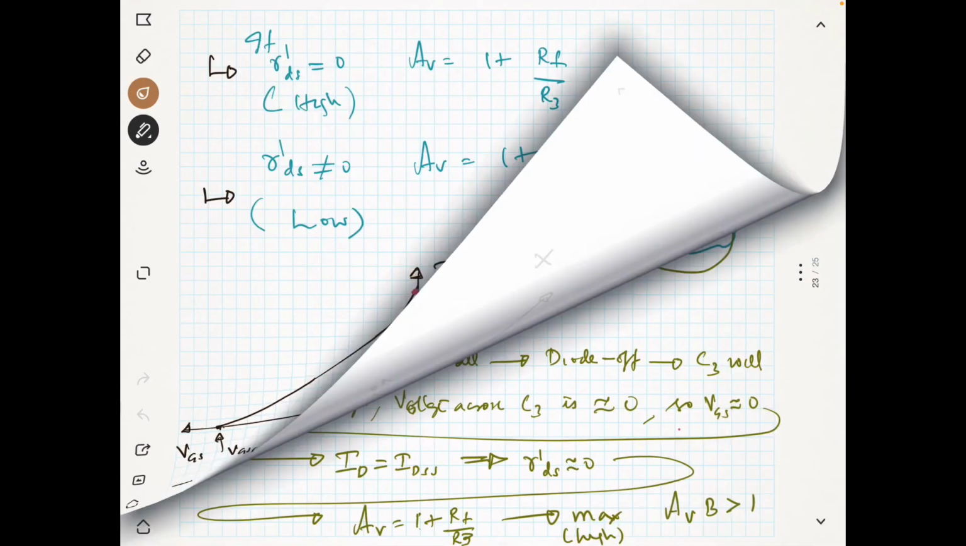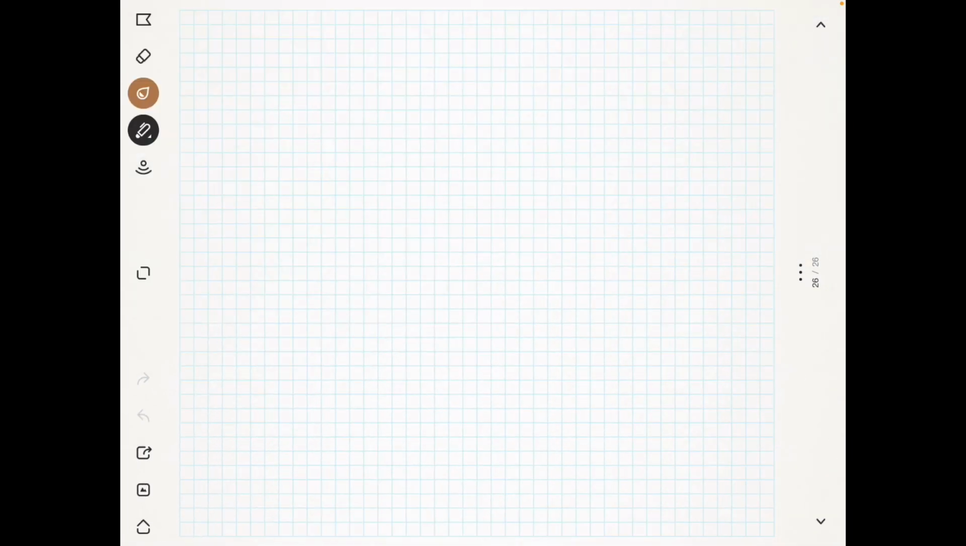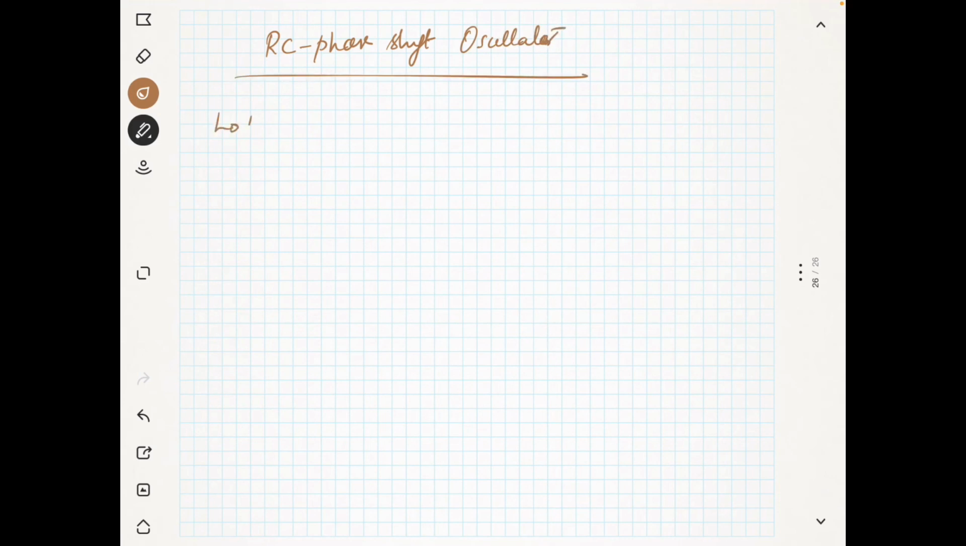Now I will discuss one more type of oscillator, which is nothing but the RC phase shift oscillator. This is also a feedback oscillator. This is the second type that we are discussing, a feedback oscillator, and the feedback network makes use of an RC network as the feedback.